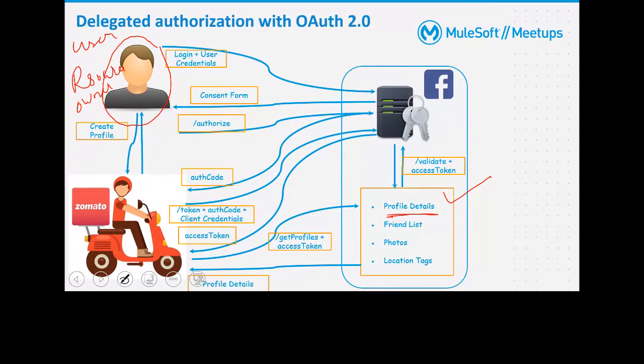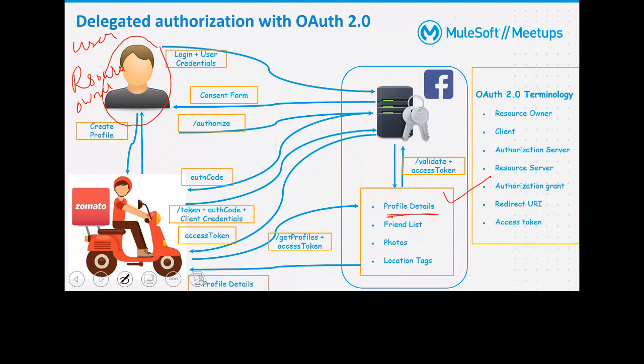Okay, now let's go to the terminology. I'm going to talk about all this terminology now and label the actors over here. There is an actor, already labeled, which is the user and resource owner. The user actually wanted to create a profile in this particular app, and he already has an account on Facebook. In Facebook he has profile details, a friend list, photos, and location tags.